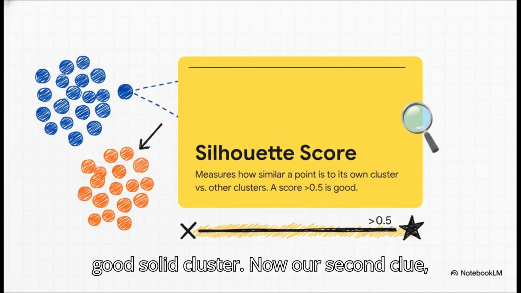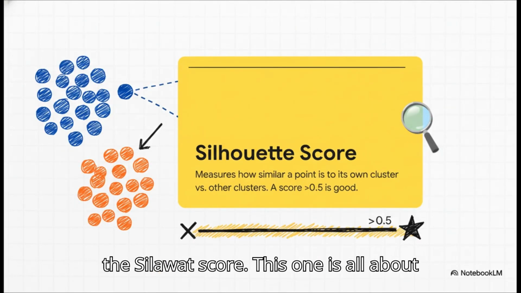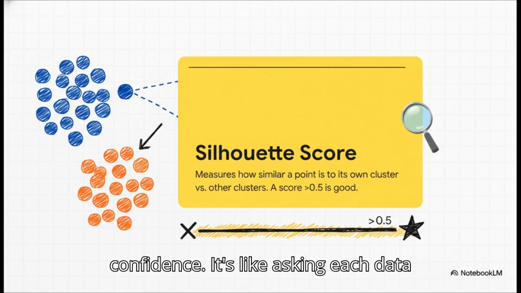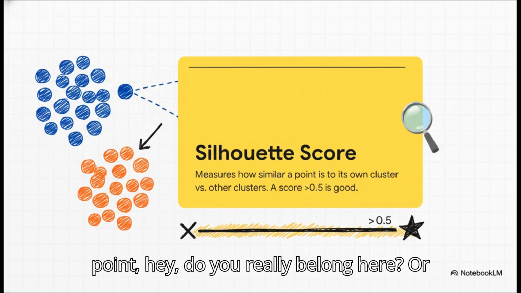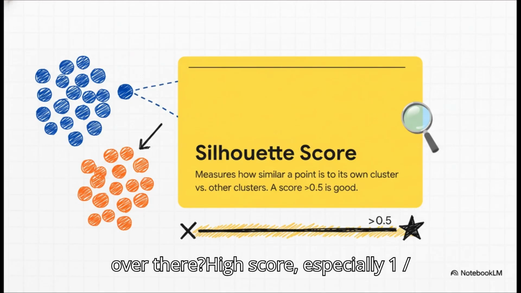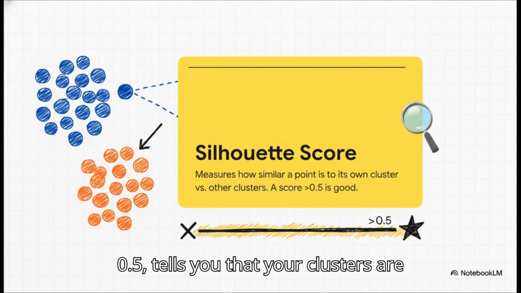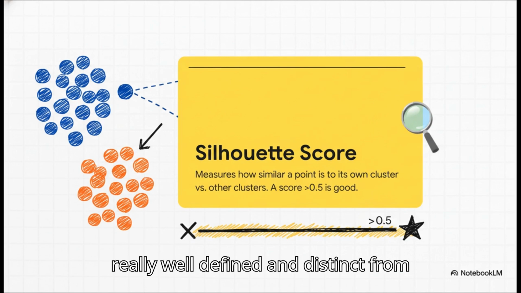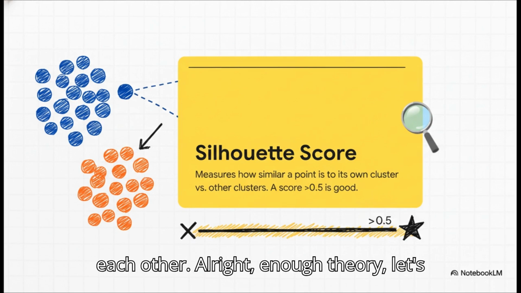Now our second clue, the silhouette score. This one's all about confidence. It's like asking each data point, hey, do you really belong here, or are you kind of close to that other group over there? A high score, especially over 0.5, tells you that your clusters are really well defined and distinct from each other.